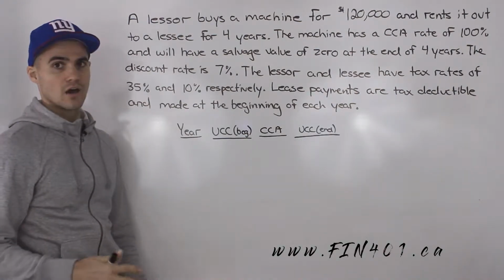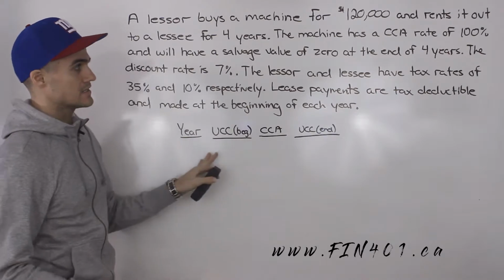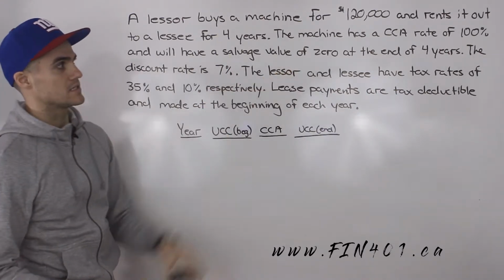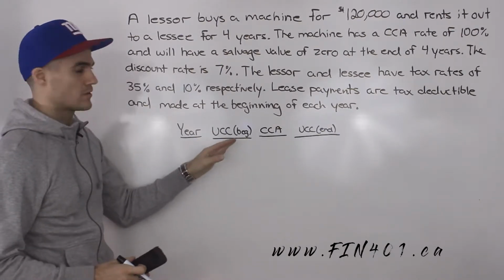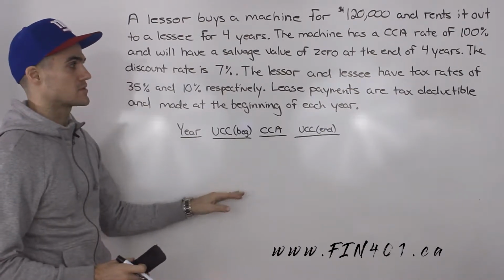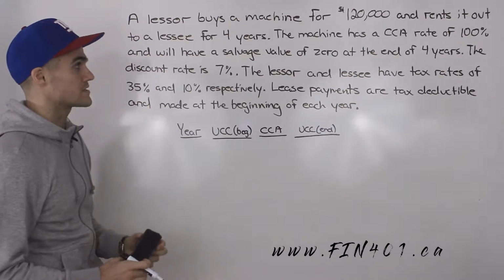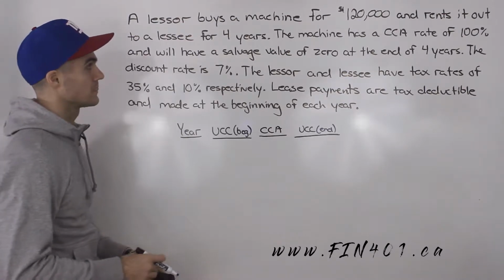Now, to start this question off, I'm going to create a CCA schedule for this machine at that CCA rate of 100%. The reason is because we're going to be using this schedule in parts A, B, and C. So I thought I would start off with this portion of the question first.